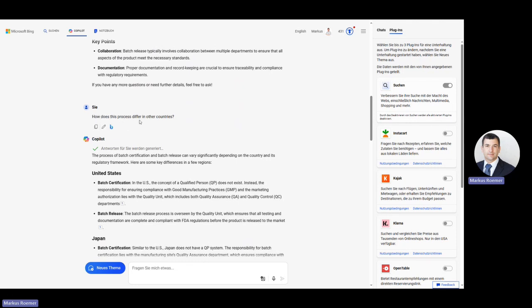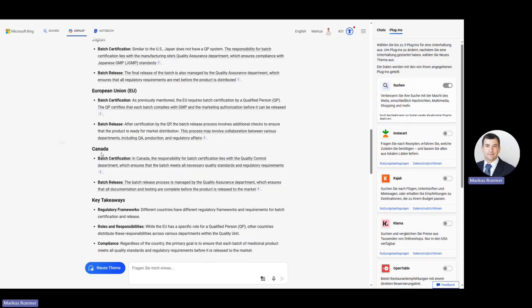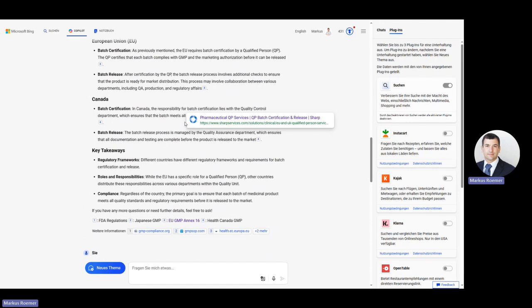Then Copilot was suggesting other searches. How does this process differ in other countries? We will do that very quickly. Also, the United States are part of the PICS. They are a PICS member. They still have their CGMP, current good manufacturing practices, in, for example, part 211. They do not have this concept of a qualified person. So basically, anyone could certify a batch. Same for the batch release. And then they also mention other countries like Japan, European Union. I don't know why. Canada is also part of the PICS. So they could call it a responsible person.